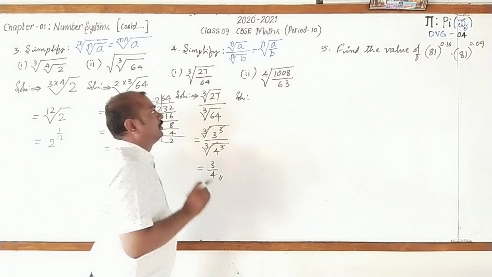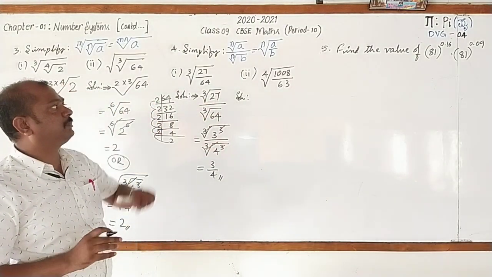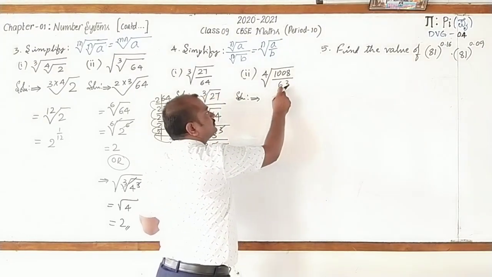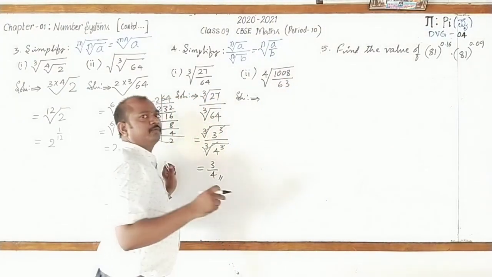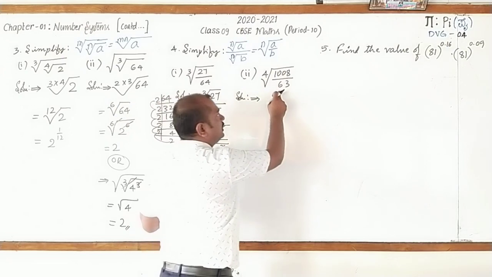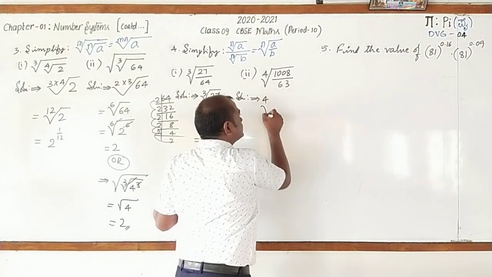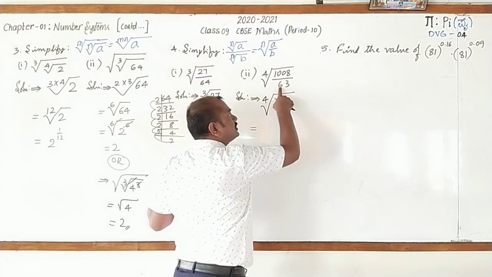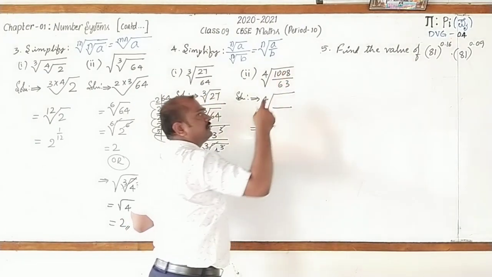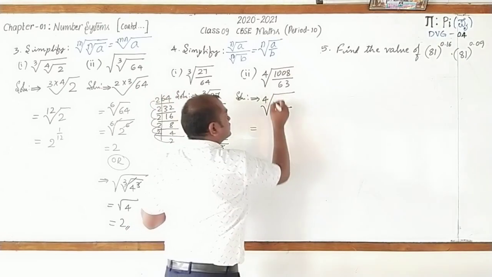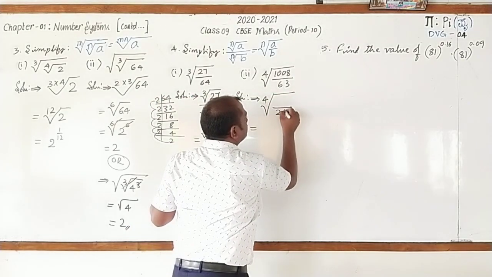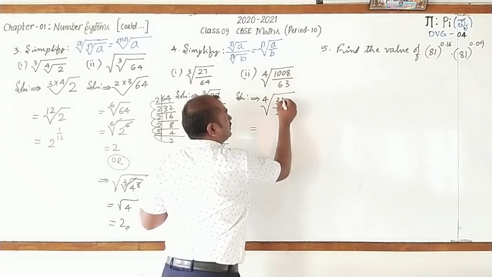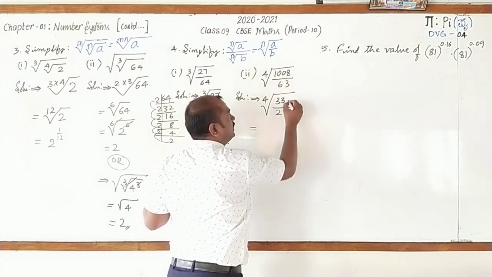Here, 4th root of 1008 by 63. Observe, it is somewhat different because these two are not in the form of any number whose power is 4. Hence, there is a chance of simplification by cancellation. The reason is 63 is a multiple of 3, and 1008 is also a multiple of 3. Cancel them by 3. 3 2s are 6, 3 1s are 3. Then 3 3s are 9, 1 will remain, 10. 3 3s are 9, 1 will remain, 18. 3 6s are 18.